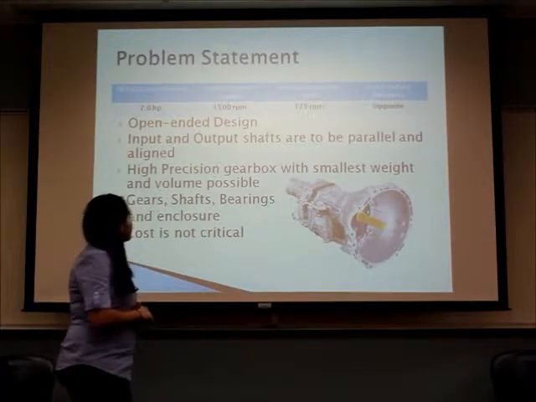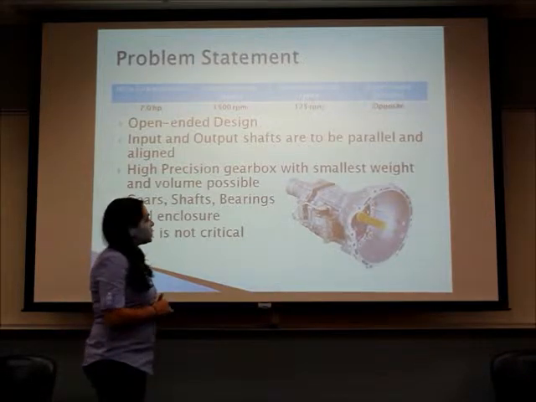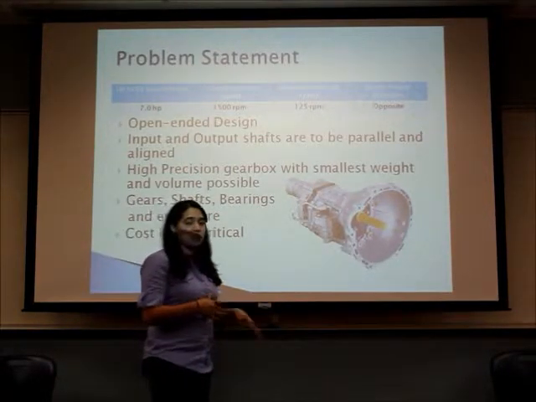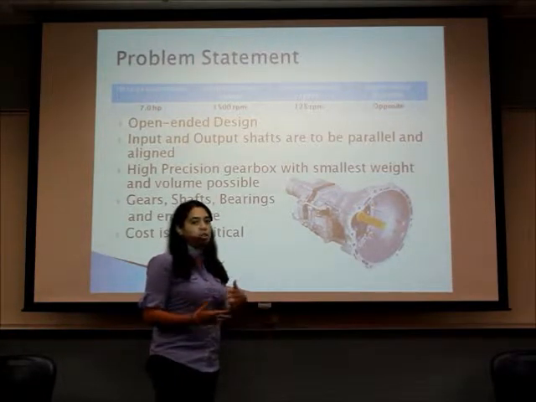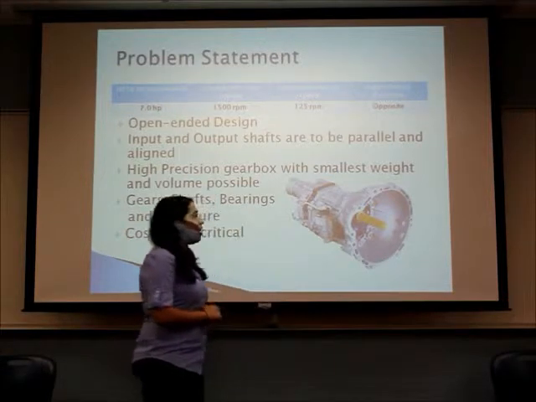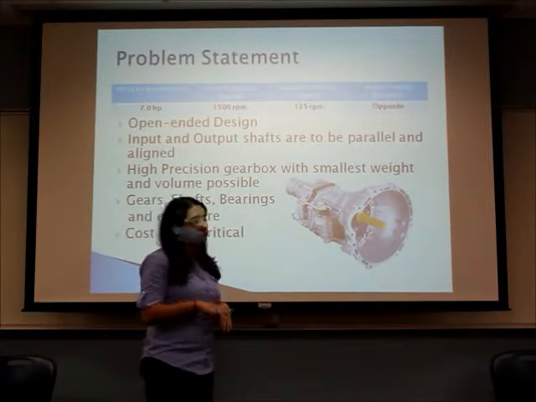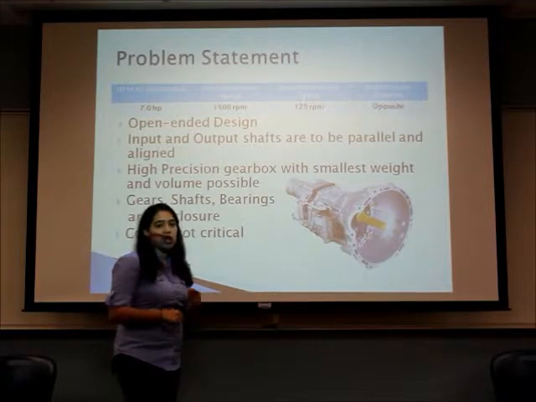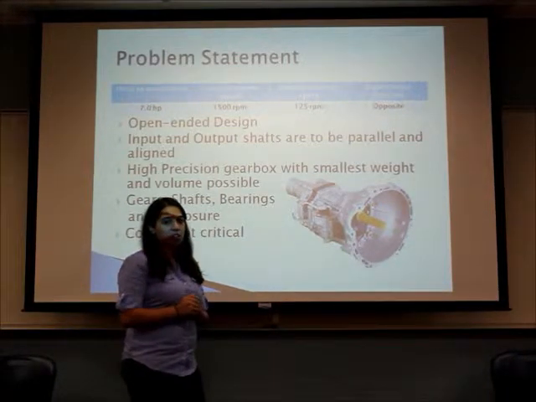Our problem statement starts off by telling us that the power is going to be 7 horsepower, the input speed is 1500, and the output speed is 125, which gives us a ratio of 1 to 12. And our input and output direction are opposite. Our input and output shafts have to be parallel and aligned, and we need a high precision gearbox, which caused us to select helical gears.